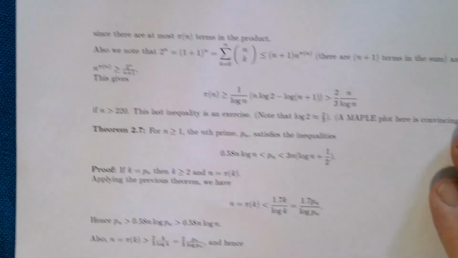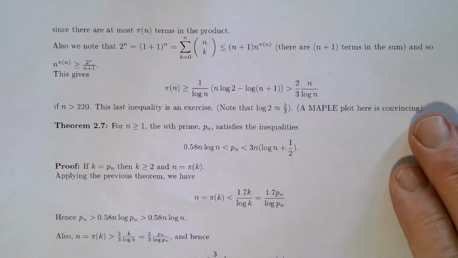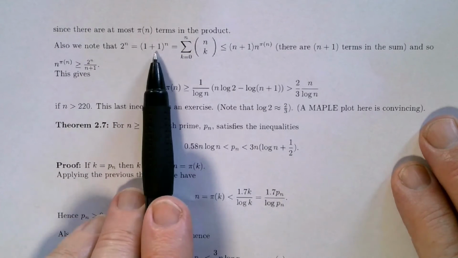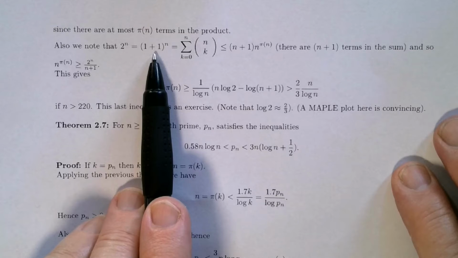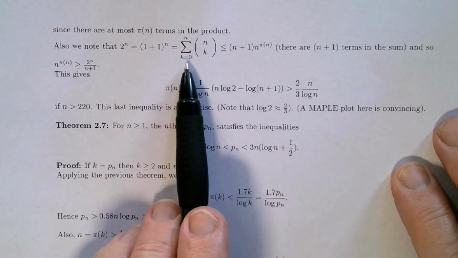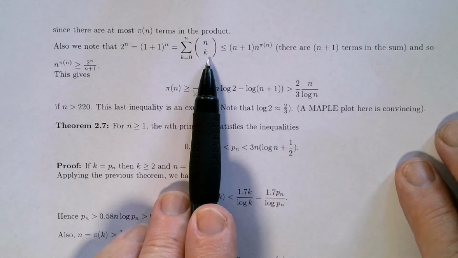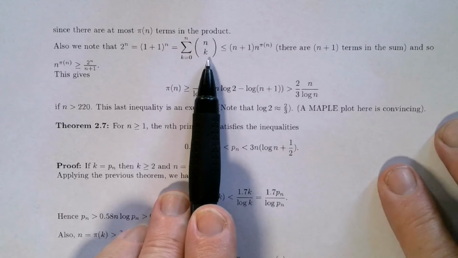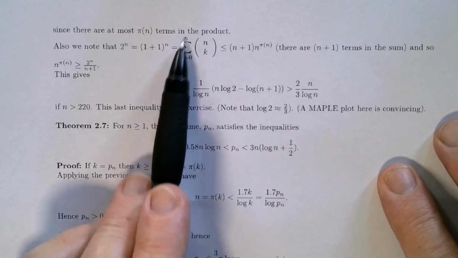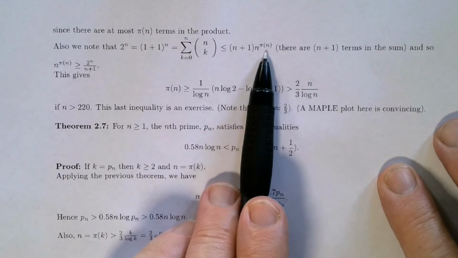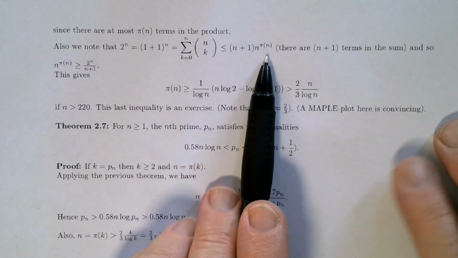So, since there are at most pi of n's in the product, as I said. Also, just by the binomial theorem, we can expand this out, and it's just the sum of the binomial coefficients. And what we've just shown is that there are n plus 1 terms in the sum, and each one of the terms is less than n to the pi of n. So that gives me that bound.